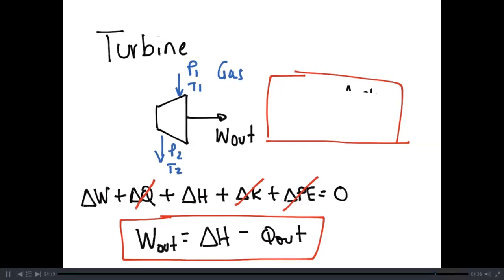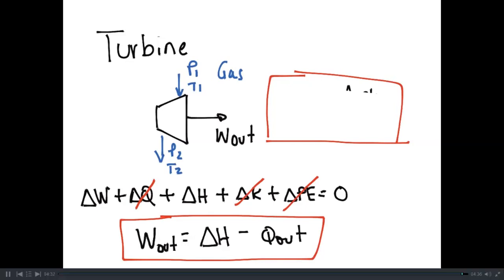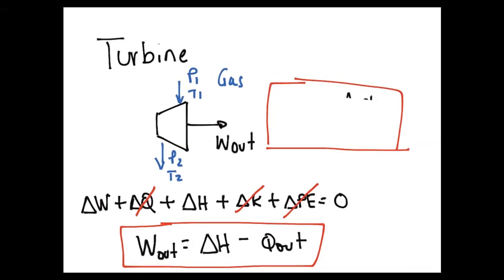The main difference between the compressor and the turbine, well, of course, the compressor you need work to change the enthalpic state of the gas, while in the turbine you are going to change the enthalpic state in order to get a useful work.